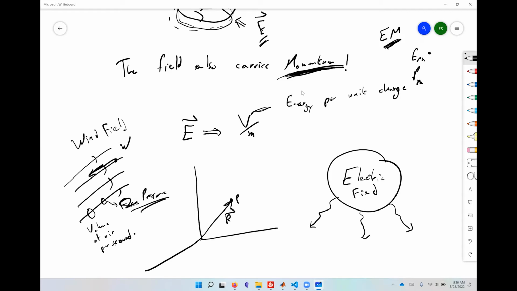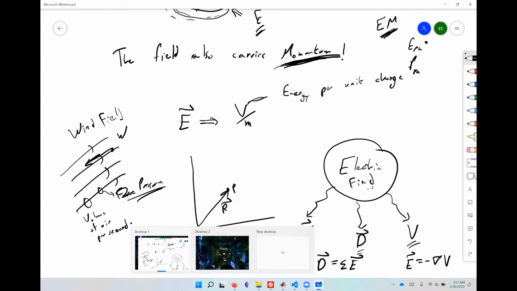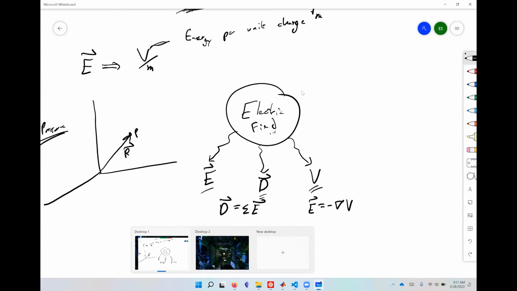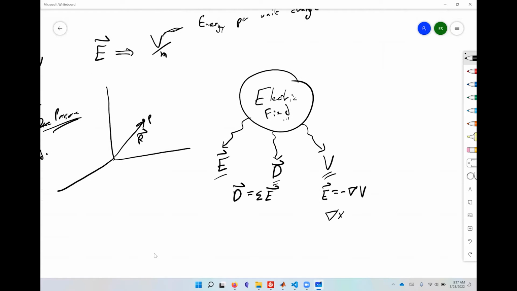So same thing here, we have introduced three main things. We introduced E, we introduced D, and we introduced V. Those are three separate measurements, ways to measure the same thing. And then we related D to E through the constant epsilon. And of course, E equals minus grad V. This is only true for the electrostatic field, by the way, because for the electrostatic field, curl E equals 0.